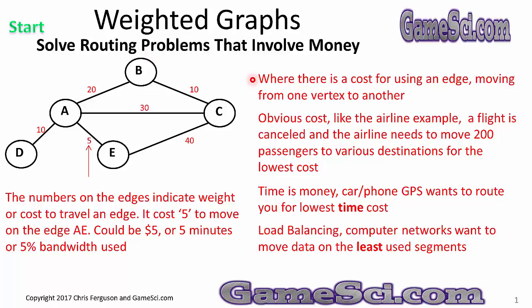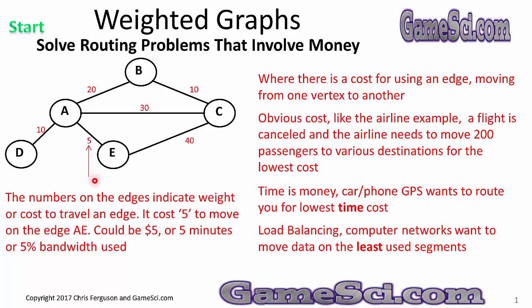Where there is a cost for using an edge, moving from one vertex to another, obvious costs, like the airline example. A flight is canceled and the airline needs to move 200 passengers to various destinations for the lowest cost. Time is money. Car/phone GPS wants to route you for the lowest time cost. Load balancing. Computer networks want to move data on the least used segments.